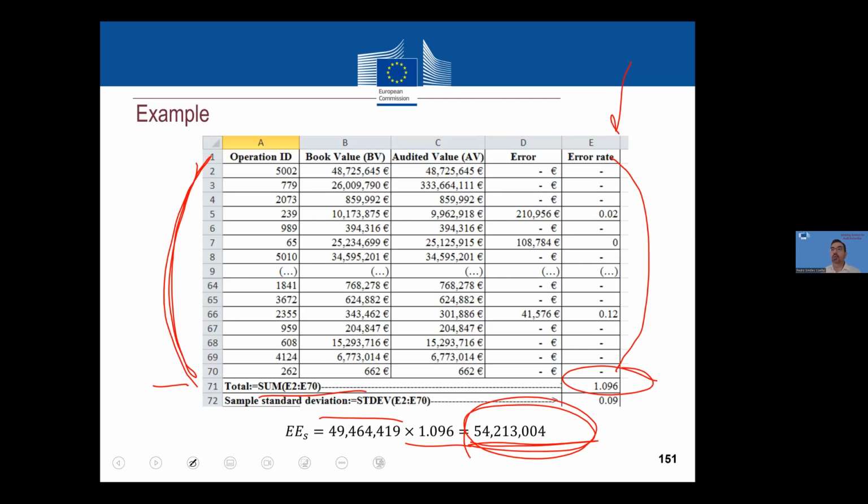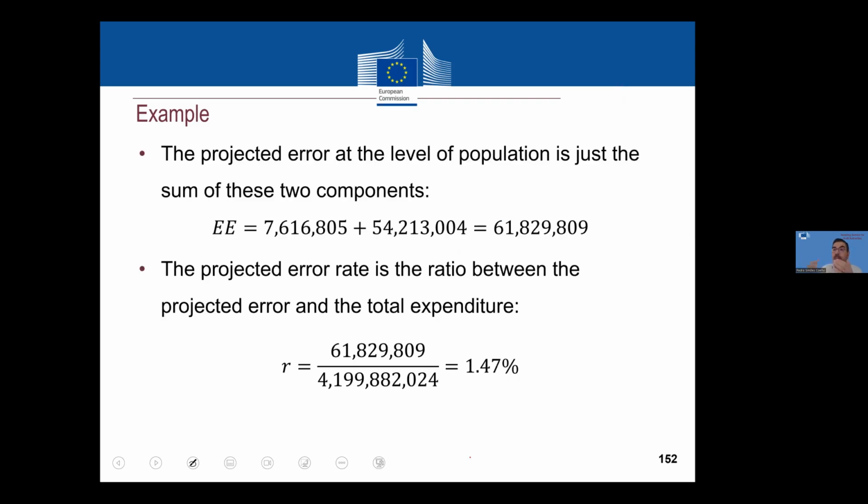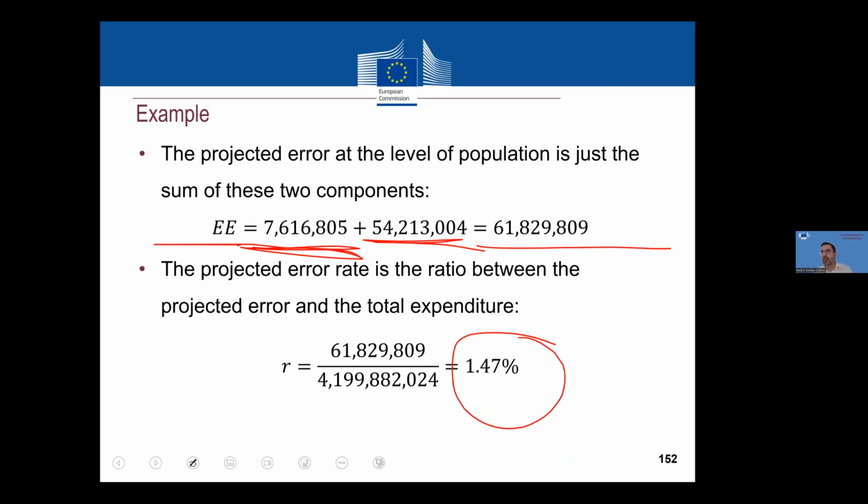What is now the total projected error? Very simply, the total projected error is the error that you have found in the exhaustive stratum plus the error that you have projected in the sampling stratum, and the total projected error amount is 61.8 million, or if you divide by the expenditure, roughly 1.5%. And it's done. Now, what is missing?